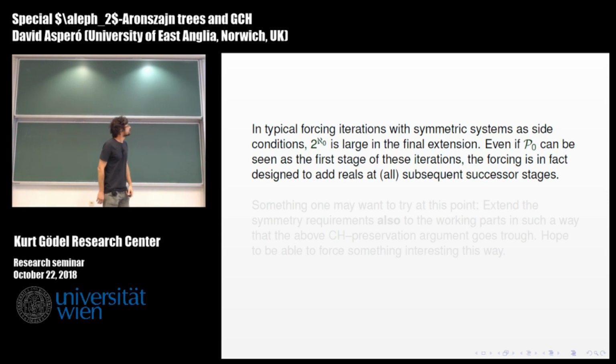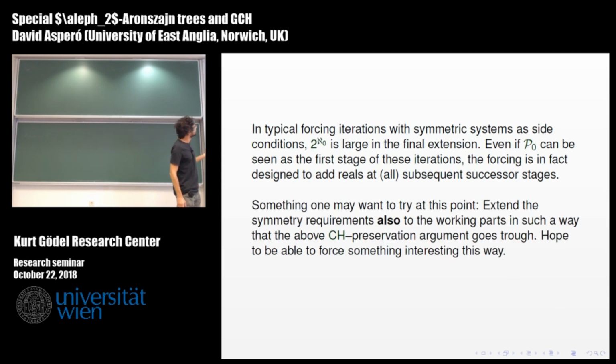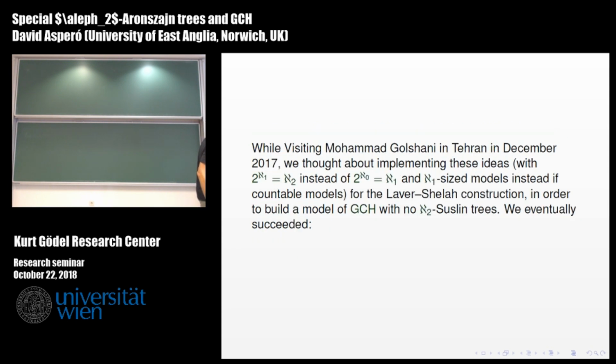Now, in typical forcing iterations with symmetric systems, side conditions, the continuum is large in the final extension, as I mentioned. That's because even if P0 can be seen as a first stage of those iterations, the forcings are designed to add reals at all successive stages. What you may want to try at this point is to extend the symmetry requirements also to the working parts, in the hope that this way you can force something interesting to hold together with CH. All right.